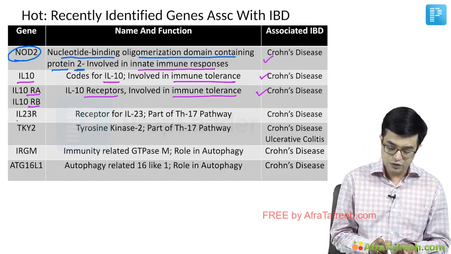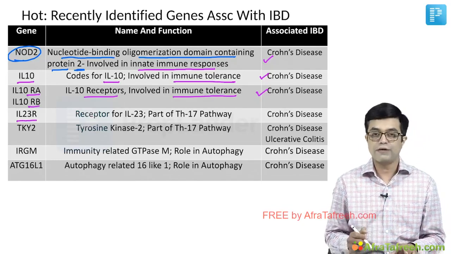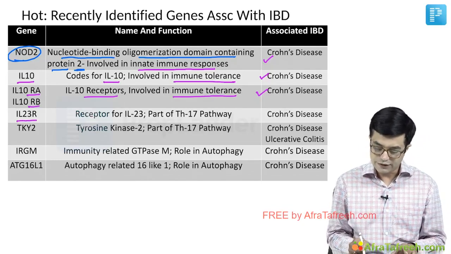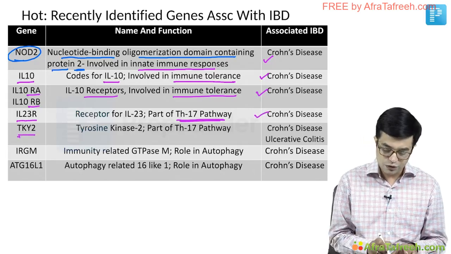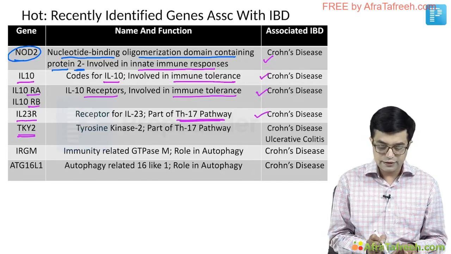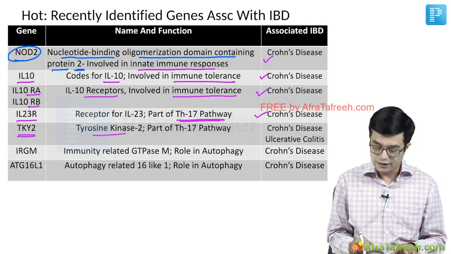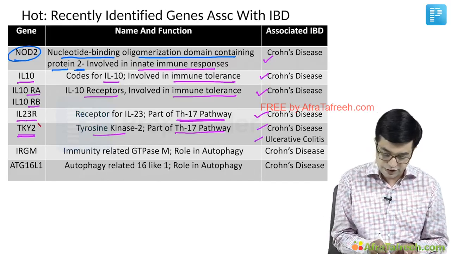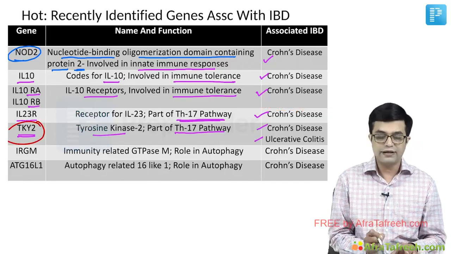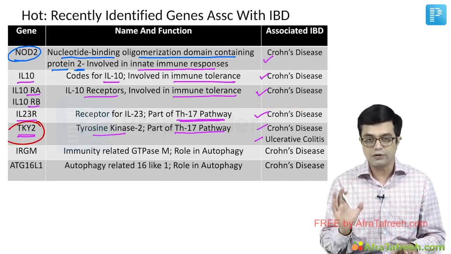Then we have IL-23R, which codes for the receptor of interleukin 23. It is a part of the helper T17 pathway and again it increases the risk of Crohn's disease. We have TYK2, which codes for tyrosine kinase protein type 2. It is again a part of the Th17 pathway and it increases the risk of both Crohn's and ulcerative colitis. So this is one thing which is different. TYK2 will increase the risk of both Crohn's and ulcerative colitis.